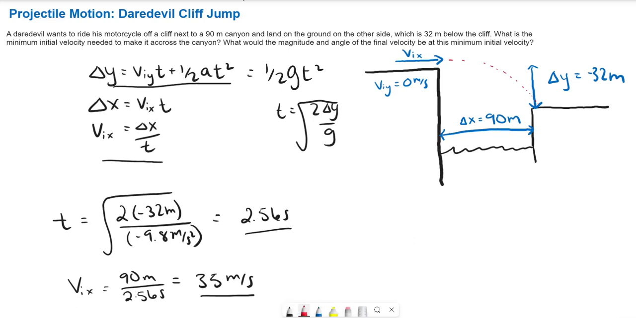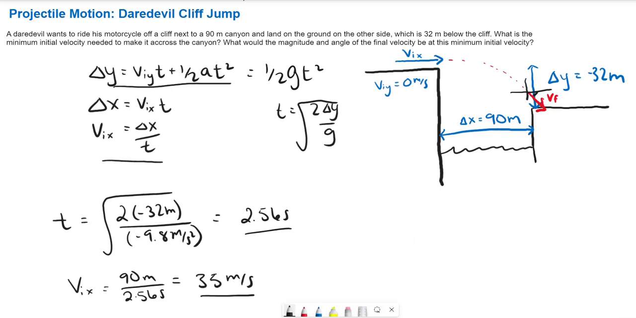So if we look at the final velocity vector, that's going to be right here, landing on the cliff. This is v final, and it's going to have both an x and y component. And the angle is going to be a negative angle from the x-axis, this angle right here. So this is what we want to find. So our x component, we know was initially 35 meters per second.